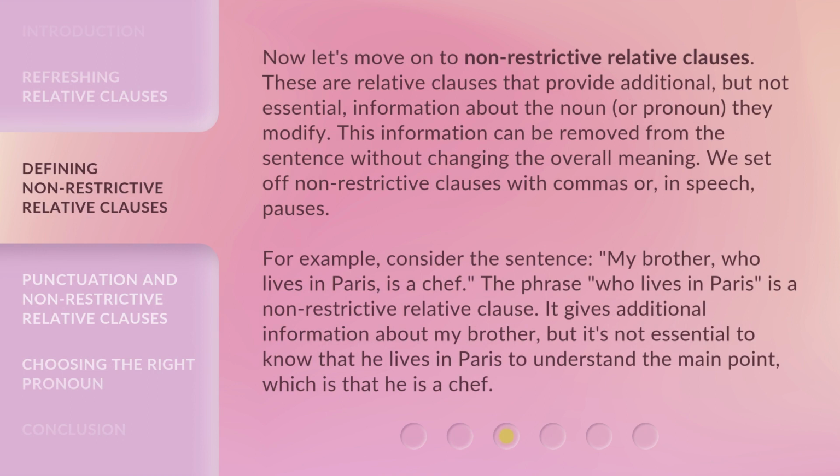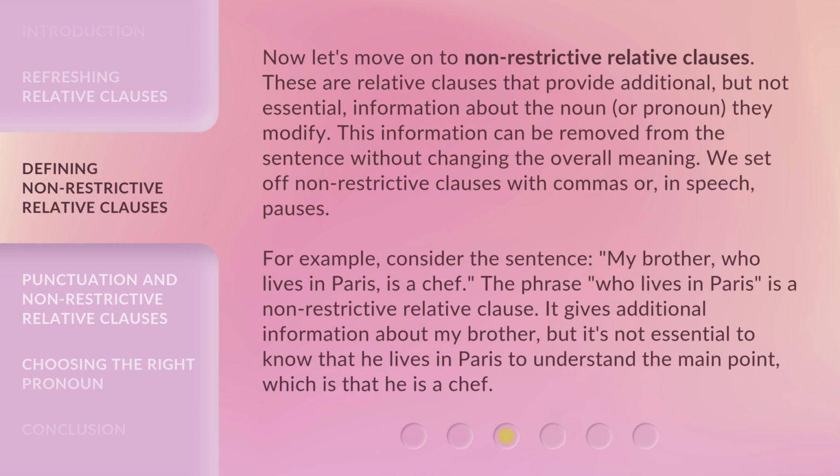Now let's move on to non-restrictive relative clauses. These are relative clauses that provide additional, but not essential, information about the noun, or pronoun, they modify. This information can be removed from the sentence without changing the overall meaning. We set off non-restrictive clauses with commas or, in speech, pauses.